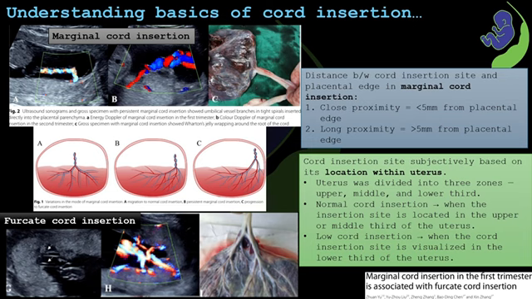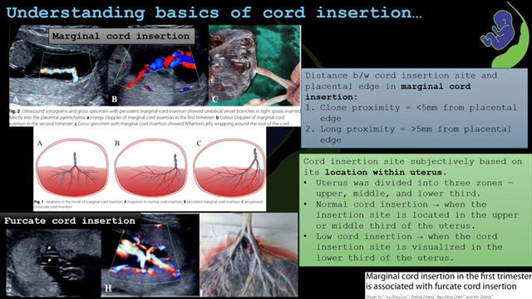But it is possible for the marginal cord insertion to progress into furcate cord insertion and sometimes into velamentous cord insertion too. In the case of marginal cord insertion, based on the distance between the cord insertion site and the placental edge, it is divided into two categories. One is close proximity, where the distance between the placental edge and the cord insertion is less than 5 mm, and if it is more than 5 mm, it is considered as long proximity marginal cord insertion.